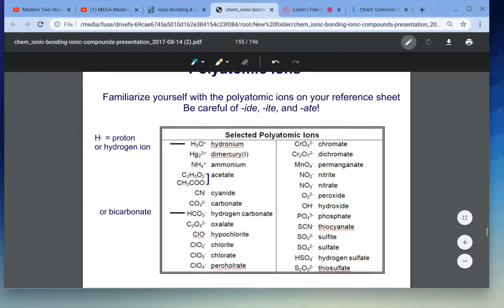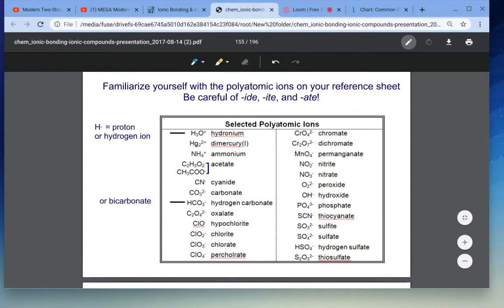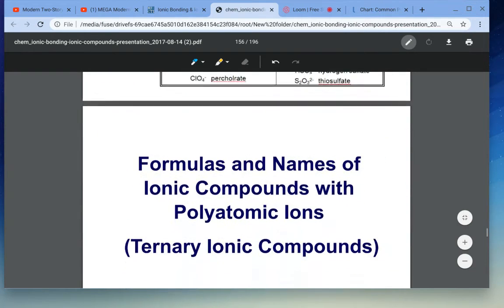Here's the chart here. So they have different endings, IDE, ITE, and ATE, okay? You also have things like hydronium, dimercury, ammonium. Here we have acetate, cyanide. We can go over to this side, hydroxide, peroxide, sulfite, sulfate, hydrogen sulfate, okay? These are things that you memorize. If you go into chemistry, you memorize them, okay? You guys, you just go to the chart. You just look at them up on the chart.